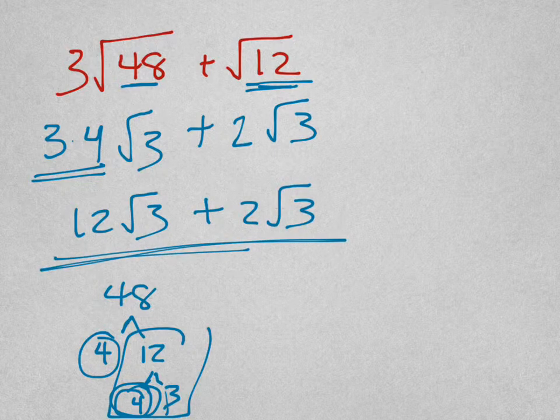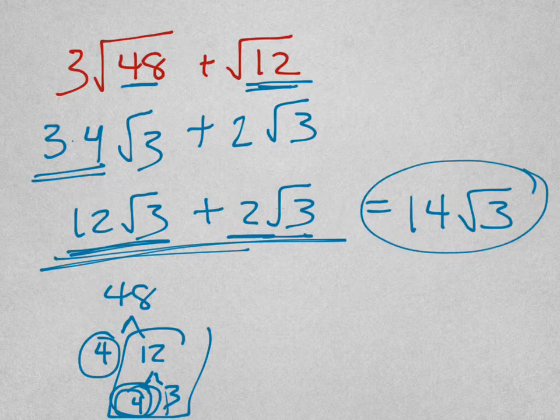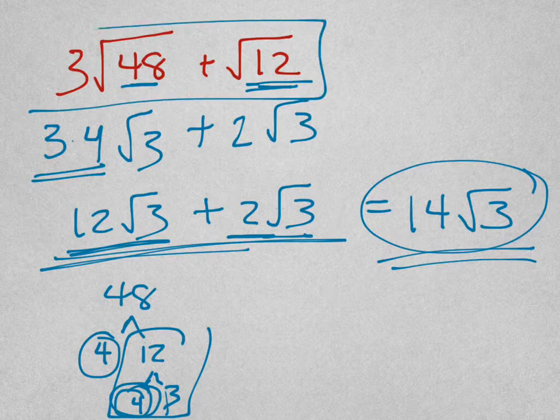So what can I do to simplify that further? If I have 12 somethings plus 2 somethings, how many somethings do I have? 14. That's your answer. To check your answer, take this, punch it in your calculator, take this, punch it in your calculator, and you should get the same decimal. That's how you check it.